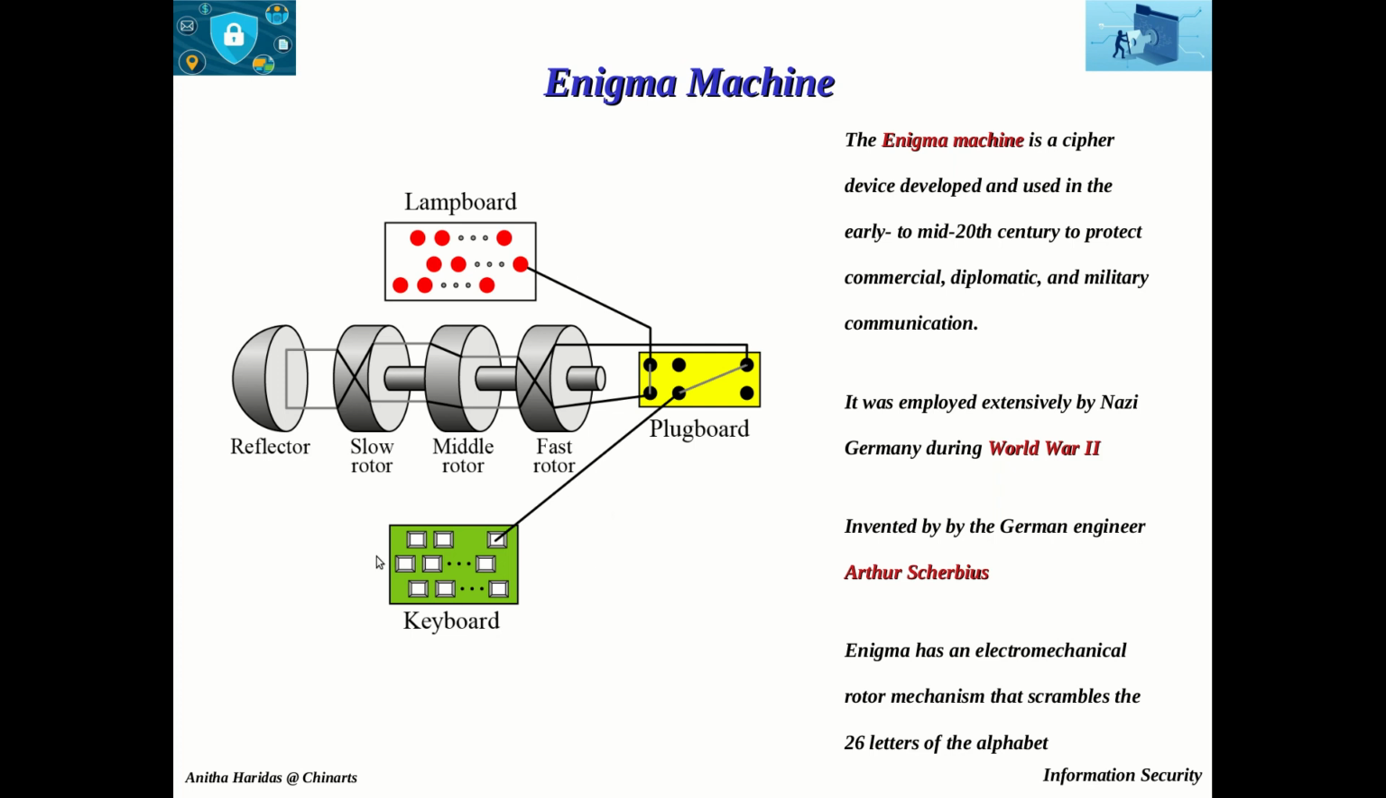So this is the diagram representing the Enigma machine, and this rotor mechanism will scramble all the 26 letters of the alphabet. This is the keyboard which will have all the 26 characters, and this is the lamp board which gives different kinds of rotations after the keyboard is plugged with this particular lamp board. And we can go for different rotations also. Slow rotor, middle rotor, fast rotor, etc. can be used for rotating the Enigma machine.